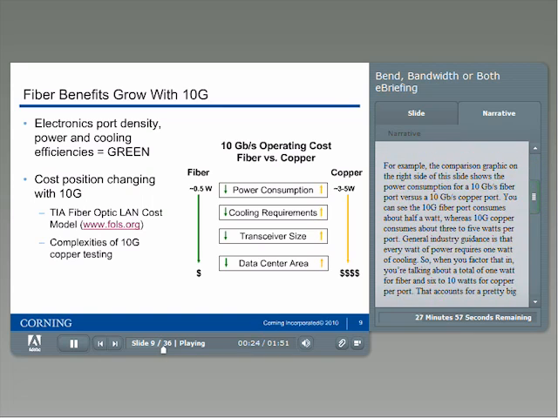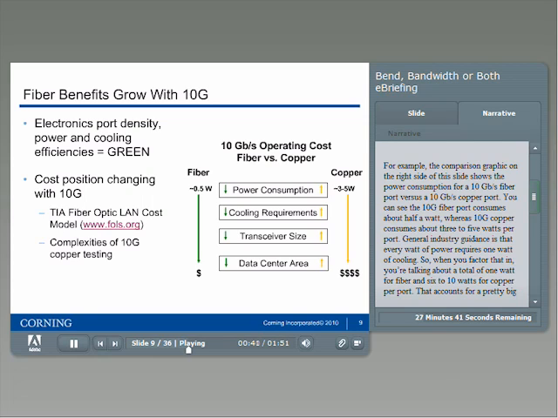For example, the comparison graphic on the right side of this slide shows the power consumption for a 10 gigabit per second fiber port versus a 10 gigabit per second copper port. You can see the 10 gig fiber port consumes about half a watt, whereas 10 gig copper consumes about 3 to 5 watts per port.